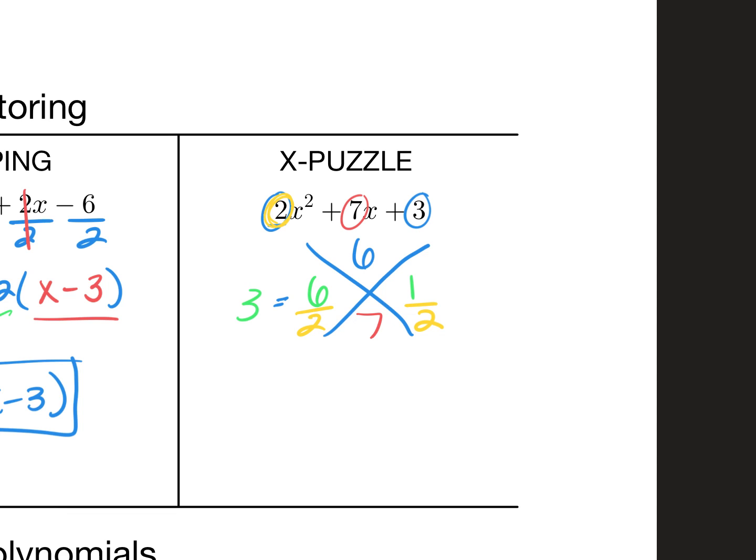However, the second one does not divide evenly. 1 cannot be divided by 2. So my first parenthesis is going to be x plus 3. Just moving that 3 there. But for my second set of parentheses, I'm going to move that 2 in front of my x and then copy that 1 over there. And now I'm finished factoring.